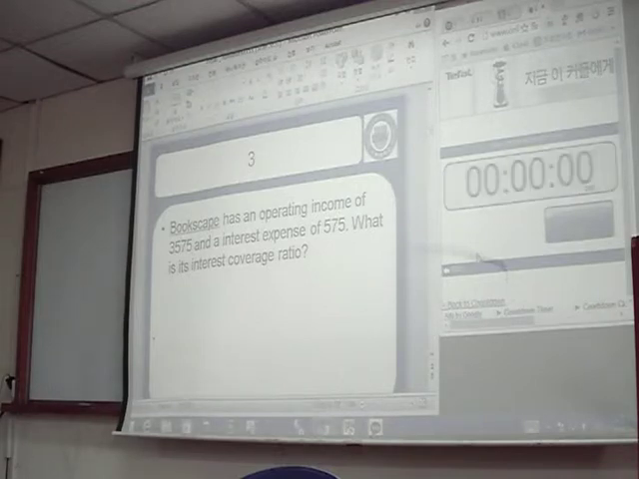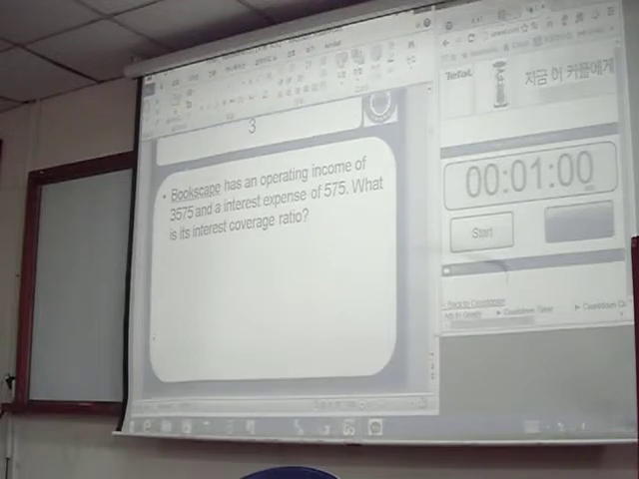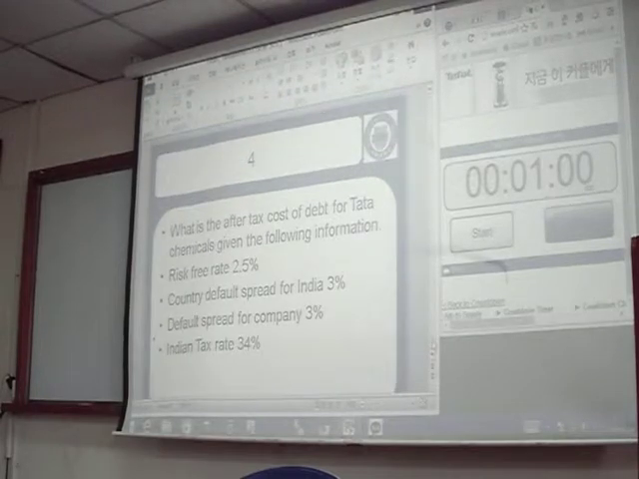So you need to look back in your notes. How do we calculate the interest coverage ratio? Then make a calculation. Okay, the next question.